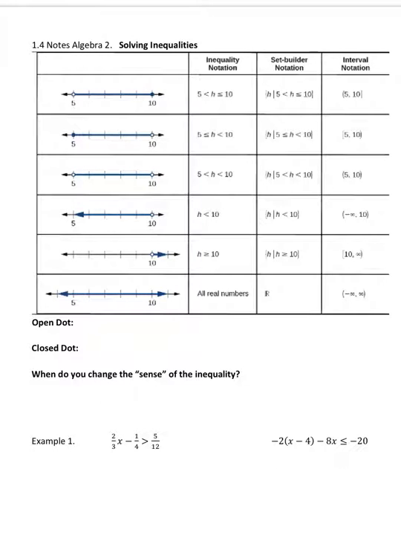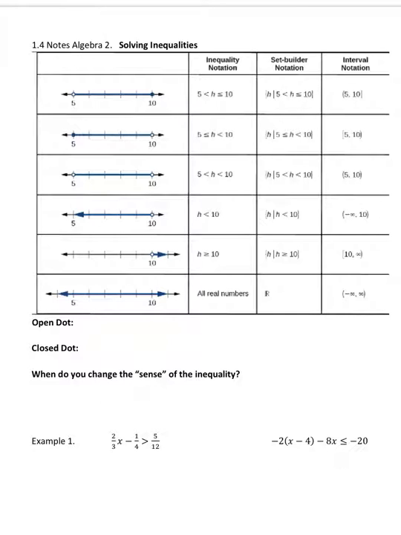This section is about inequalities, and here we're introducing set notation and interval notation. So you might remember from Algebra 1 that we used inequality notation right here. So for this inequality on the number line, it represents h is greater than 5, but h is less than or equal to 10. So there's a closed dot at 10 because it includes 10, and there's an open dot at 5 because it doesn't include it.